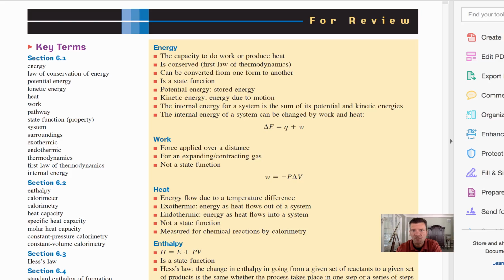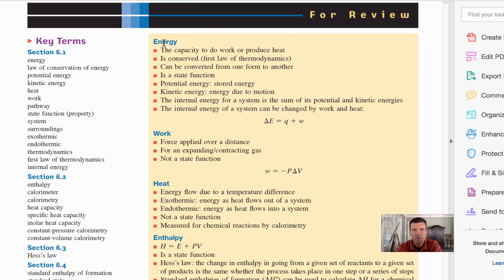In this chapter, just a quick preview, you're going to be talking a lot about energy. You should know these important concepts concerning energy: potential energy, kinetic energy, the fact that energy can be converted from one form to another, but it is never created nor destroyed. And then there's some equations here. Energy is defined as the ability to do work or to produce heat. So you'll notice here that Q is heat, W is work, and those two together are going to give you the total change in energy.